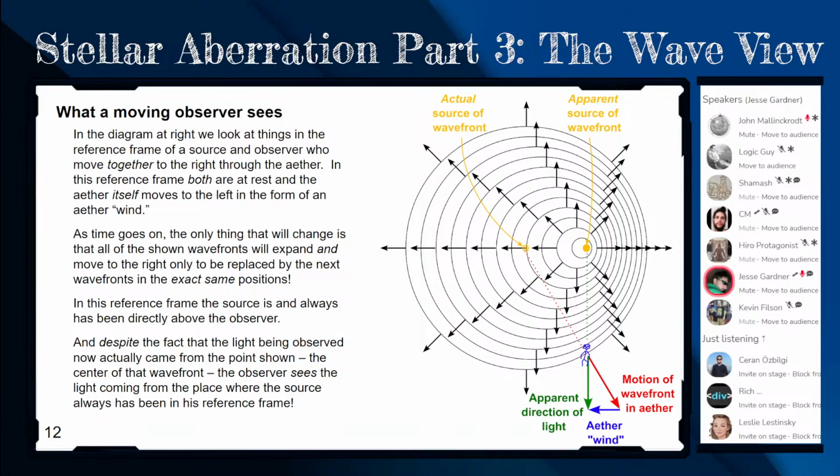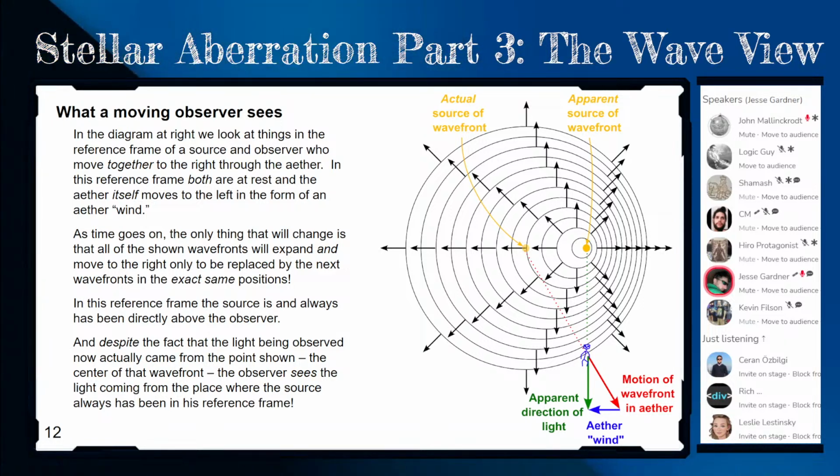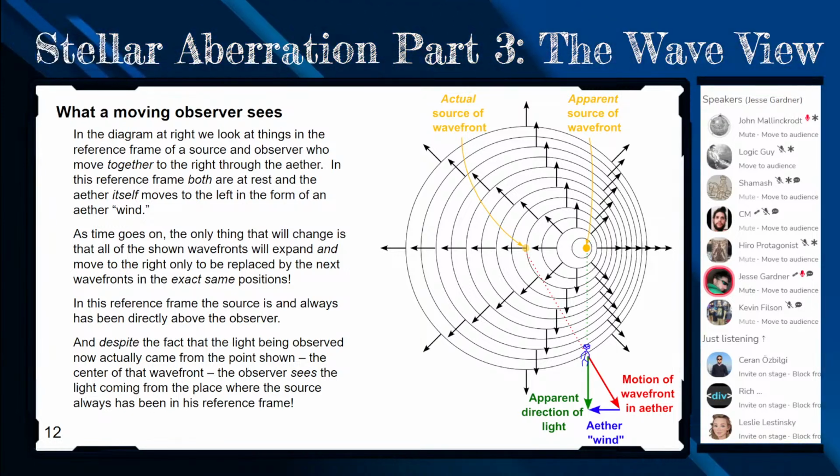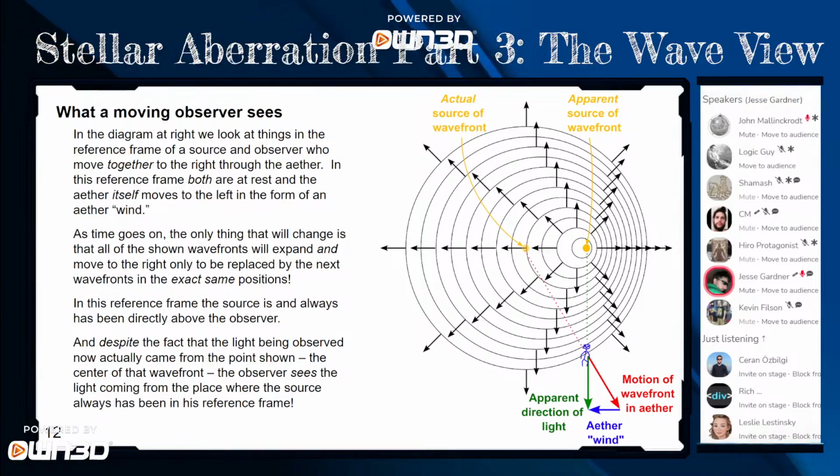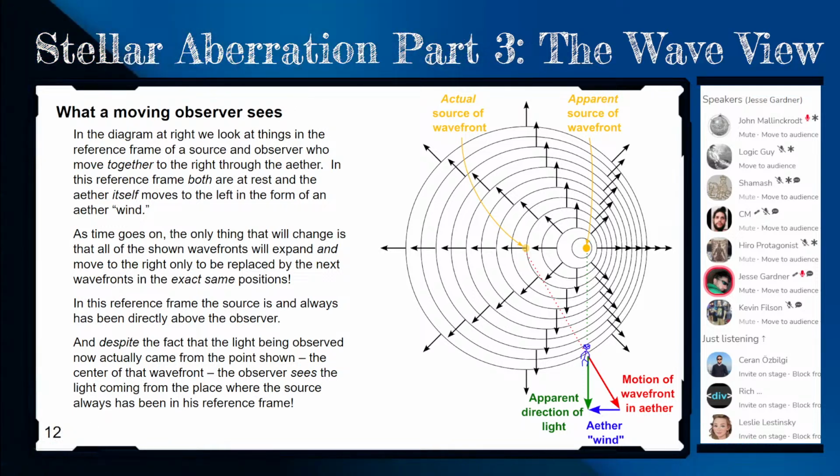Now, I believe, I'm pretty sure that we can show, it would be difficult, but we could actually show that, in fact, no matter what his actual motion is, he will see the light coming from where the source really was when it emitted that light, just like in the particle theory.